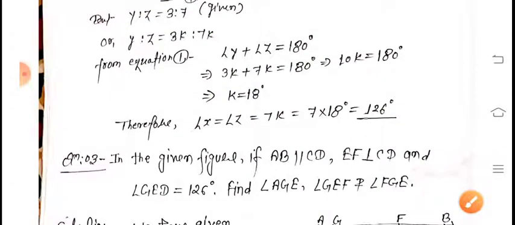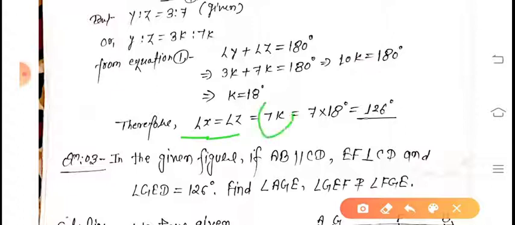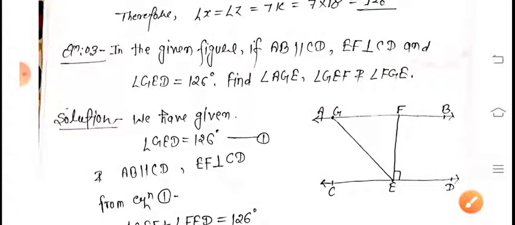Then we find out the value of k, and angle z equal to angle x. Therefore, 7k, then 7 into 18 equal to 126 degree. We have the required answer. Now we have question 3.